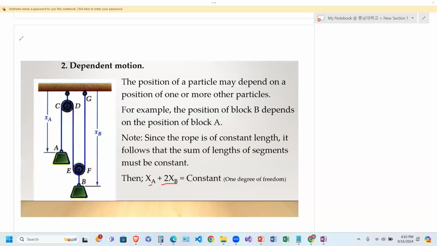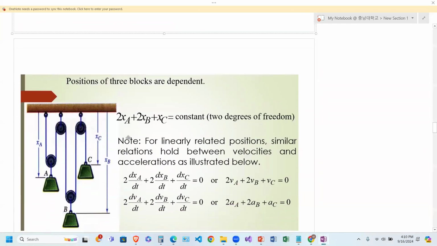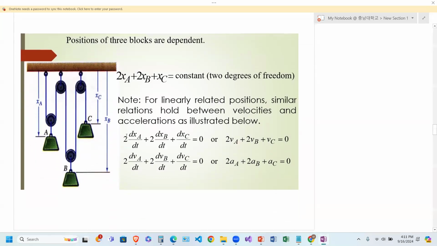Right? Right. So now I hope everyone is with me and we're moving steadily. Okay. So now let's look at how the positions of the 3 blocks are dependent on each other.